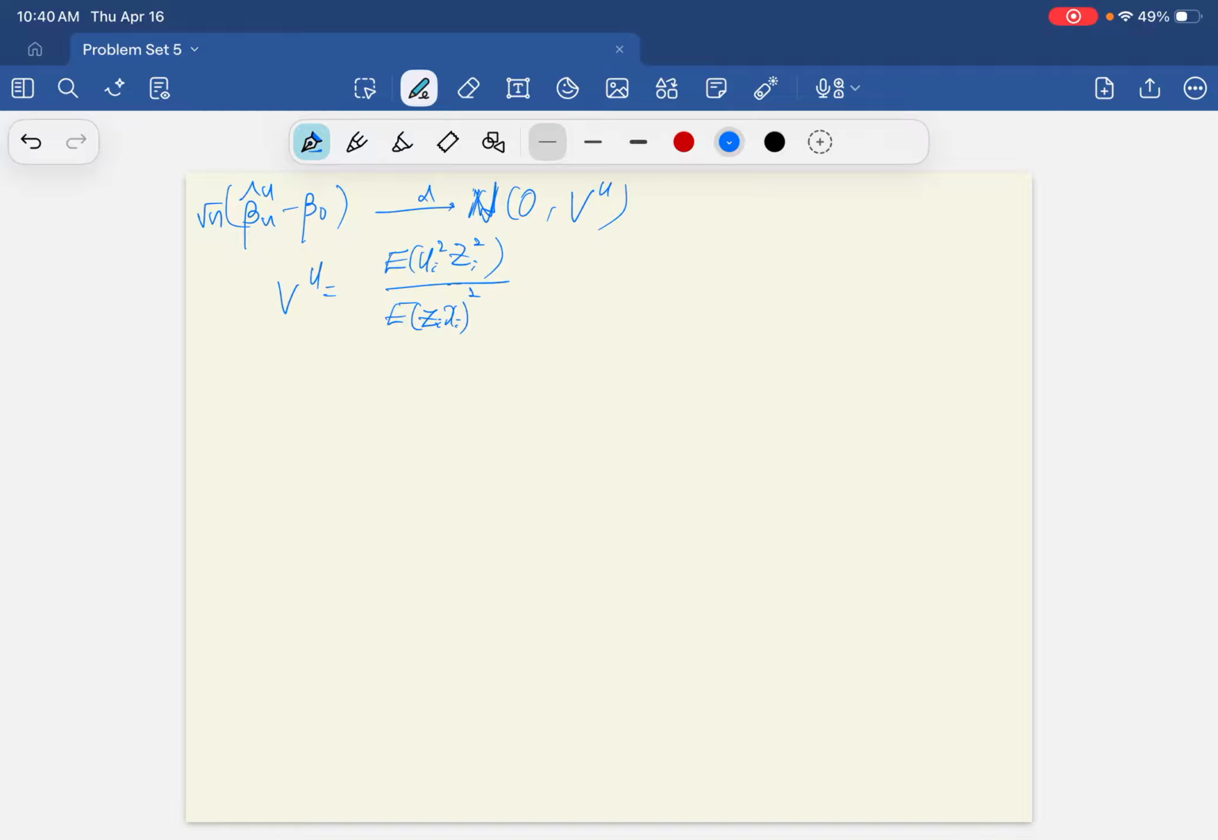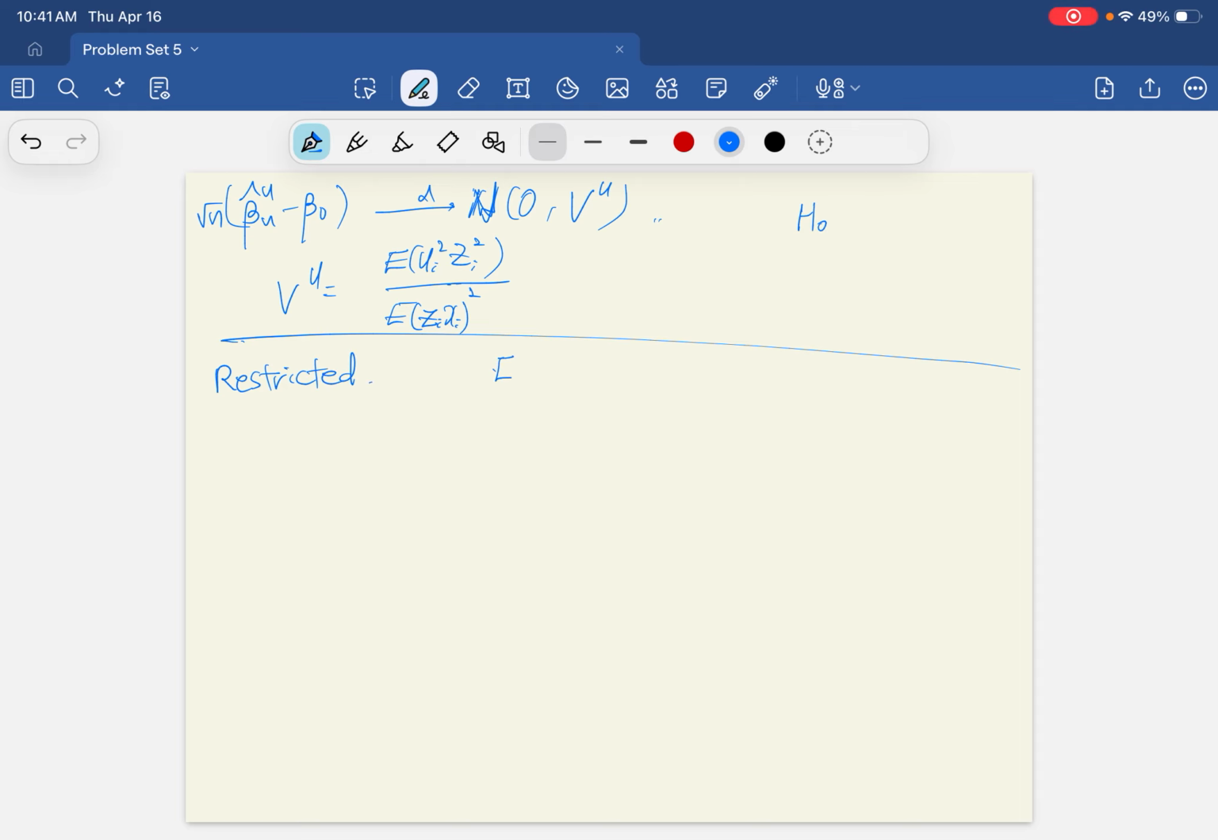And one more thing here: because we did not use the hypothesis at all, this limit and all the results for the unrestricted estimator are true no matter whether H0 is right or not, no matter whether X is exogenous or endogenous. So far, all the results do not depend on the null hypothesis.